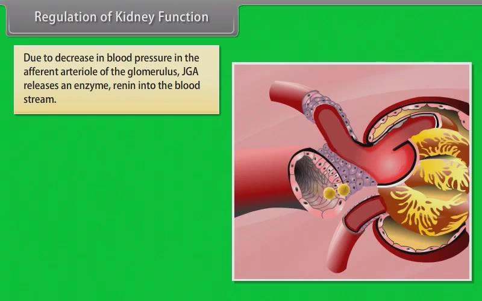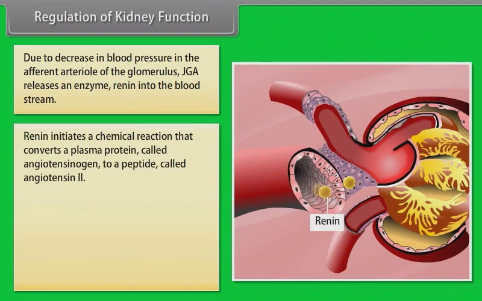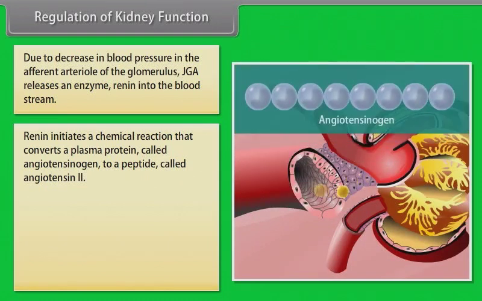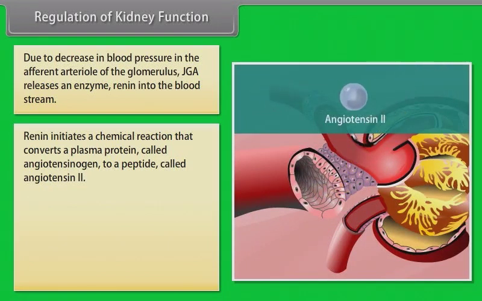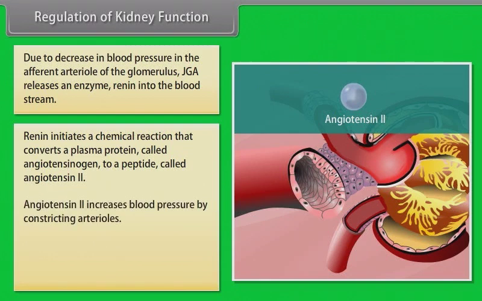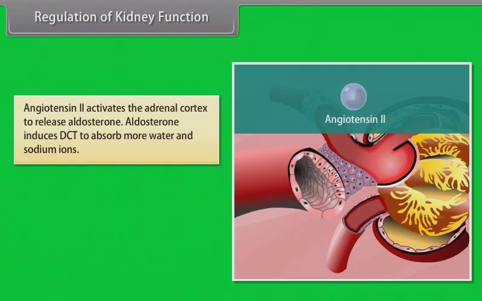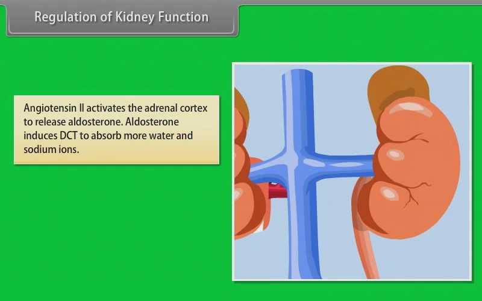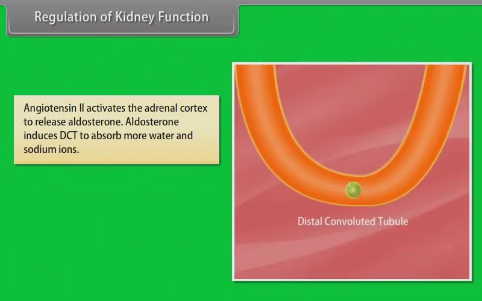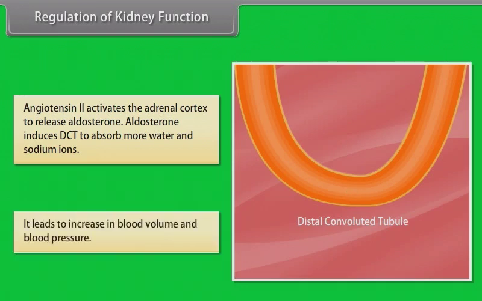Due to the decrease in blood pressure in the efferent arteriole of the glomerulus, the JGA releases an enzyme, renin, into the bloodstream. Renin initiates a chemical reaction that converts a plasma protein called angiotensinogen to a peptide called angiotensin II. Angiotensin II increases blood pressure by constricting arterioles. Angiotensin II also increases blood volume by signaling the PCT to reabsorb more water and NaCl. Angiotensin II activates the adrenal cortex to release aldosterone. Aldosterone induces the DCT to absorb more water and sodium ions. It leads to an increase in blood volume and blood pressure.